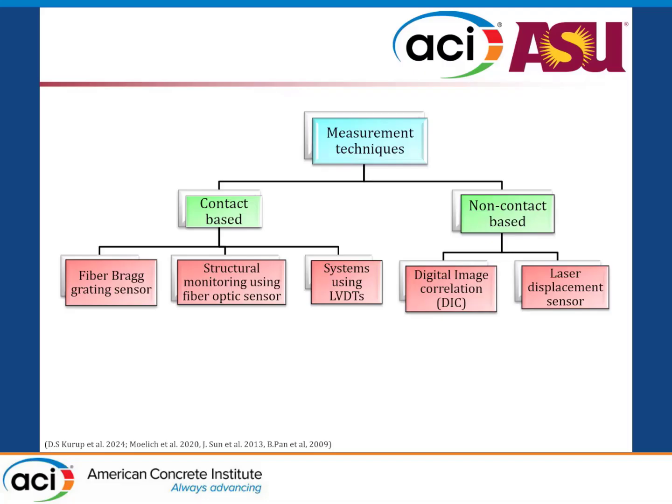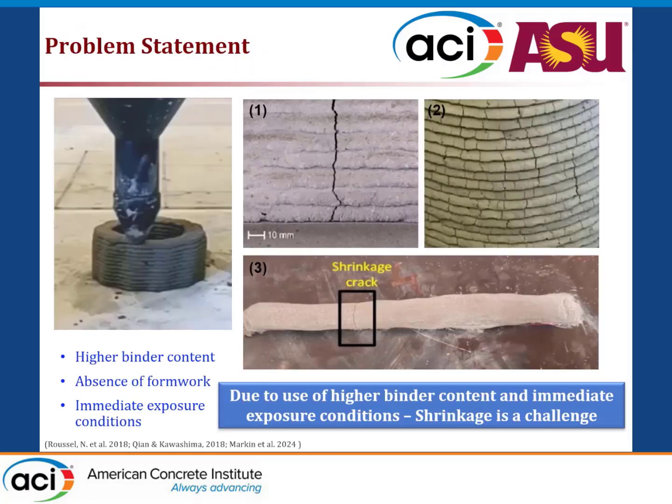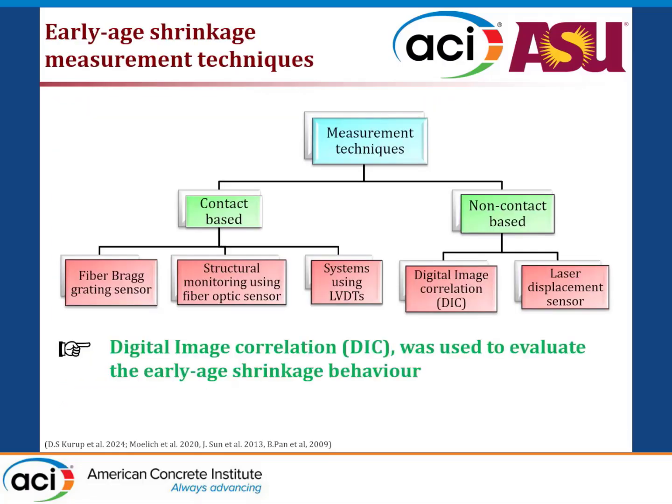So there are different measurement techniques to see displacement fields and capture the strains in the printed elements. Of those, there are some contact methods and some non-contact methods. We are using digital image correlation. Basically, we are using two Point Grey cameras placed at a distance, focused on the printed element. I'll show you slide details on how we prepare the sample for it.